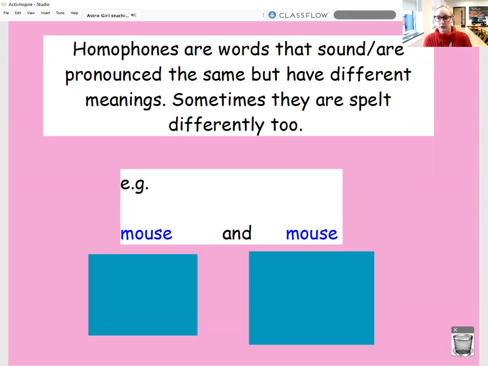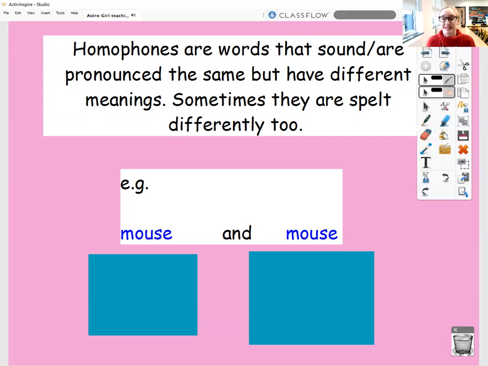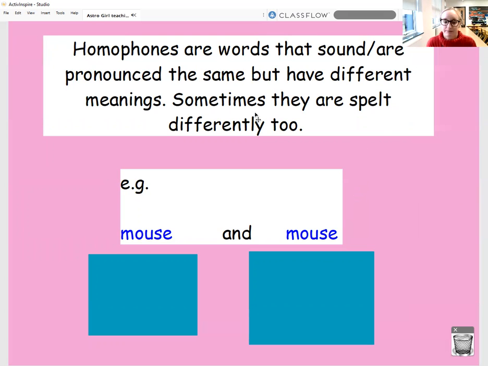And what we have to do is we have to look at the context very carefully in the sentence to see which homophone we put in there. Otherwise, the sentence doesn't necessarily make sense because the word has a different meaning. So I've got an example for us here on the board. So this word here that I'm circling is mouse. And on the right-hand side, we've also got a mouse.